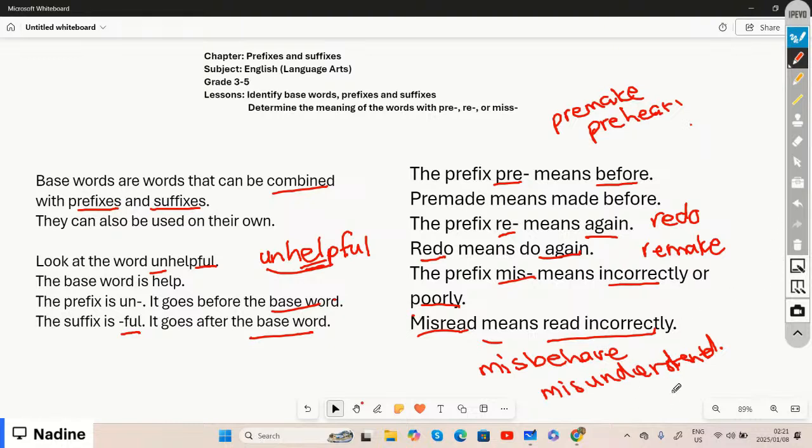All right. So now we're going on to A plus students.ca. And then we're going to identify base words, prefixes, and suffixes. And we're going to determine the meaning of the words with pre, with re, and with miss. Yes, misplace. It means that you put something in a wrong place. You misplaced something. Well done. Misread. You read wrongly. Mistrust. Meaning actually we don't trust you.